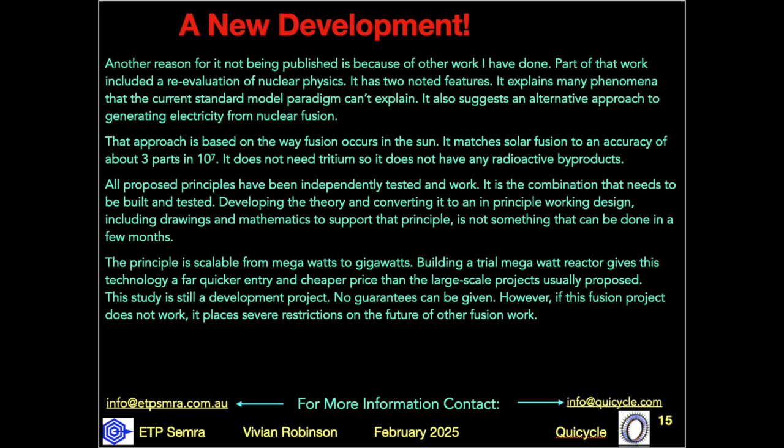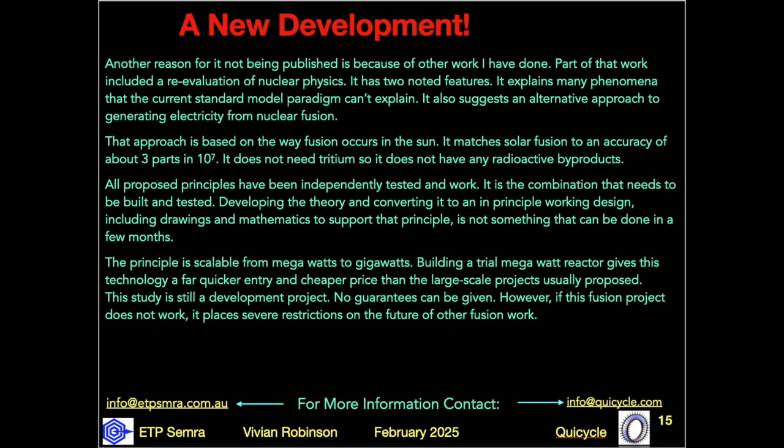Another reason for it not being published is because of other work I have done, the re-evaluation of nuclear physics. It has two noted features. It explains many phenomena that current standard model paradigms can't explain. It also suggests an alternative approach to generating electricity from nuclear fusion. That approach is based on the way fusion occurs in the sun. It matches solar fusion to an accuracy of about 3 parts in 10 to the 7. It does not need tritium, so it does not have any radioactive byproducts.